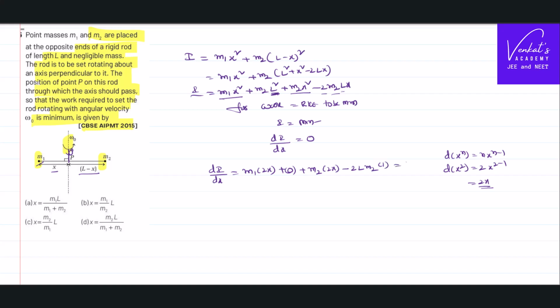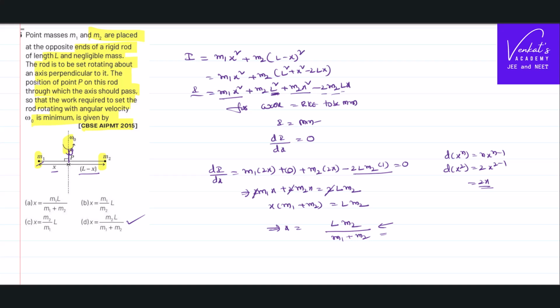For the work done to become minimum, the differentiation with respect to x has to become 0. That implies 2 M1 x plus 2 M2 x, with this minus term moved to the other side becoming plus, equals 2 L M2. So 2 can be cancelled everywhere. x can be taken common: x times M1 plus M2 equals L M2. This implies x equals L M2 by M1 plus M2. That's the answer for the problem. D is the answer for the problem.